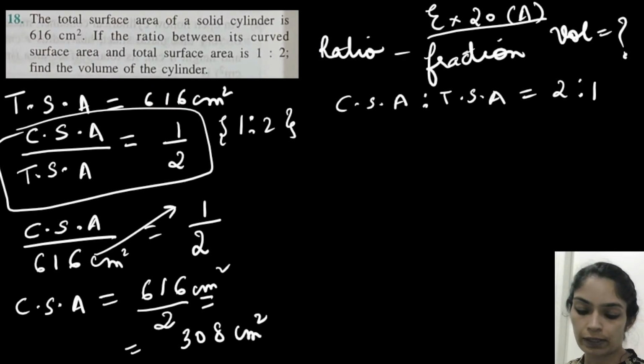So here centimeter square was there. Yes, Shriyasi has given the answer 308. Navya has also given the answer. Okay, many of you are giving the answer now. Good. So we have found the value of curved surface area. So CSA we have found.